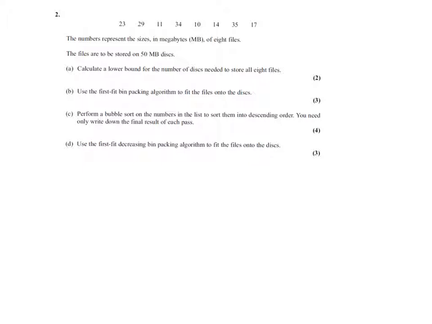Right, now we need to perform a bubble sort, and we need to list them in descending order. And you need only write down the final result of each pass. Well, that's lucky, because it would be a lot of writing if we had to write down every single comparison we did. So the bubble sort says start at the beginning of the list, pass through the list and compare adjacent values. For each pair of values, if they're in order, leave them. If they're not in order, swap them. Now remember, it needs to go into descending order.